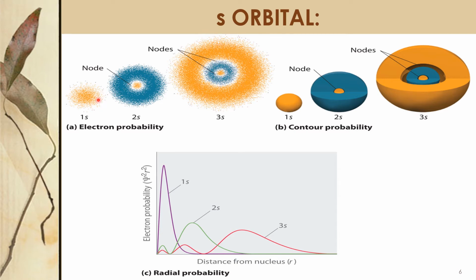But all s orbitals are spherical in nature. That is the important point. And after drawing the boundary line, this is the cross section. Very beautifully he has shown. So you can understand how the shapes of atomic orbitals are, especially s orbitals.